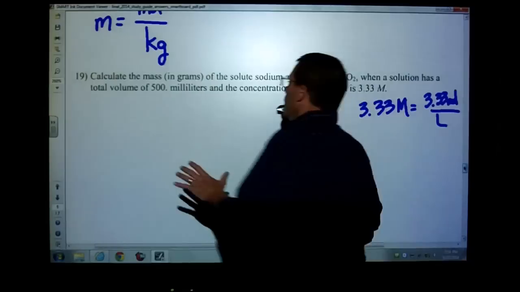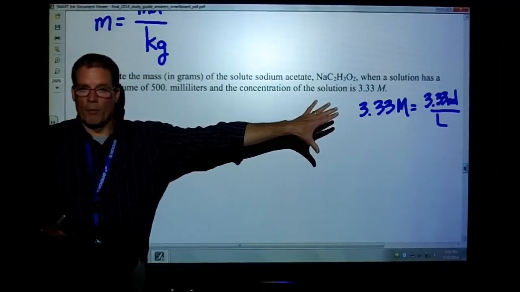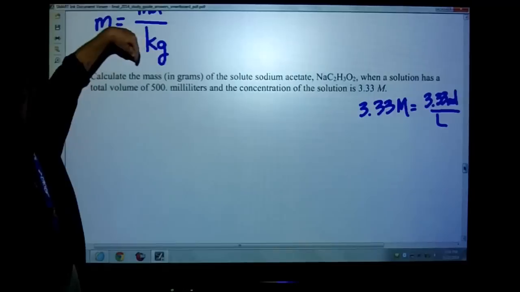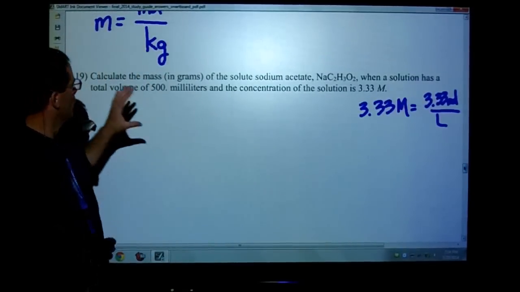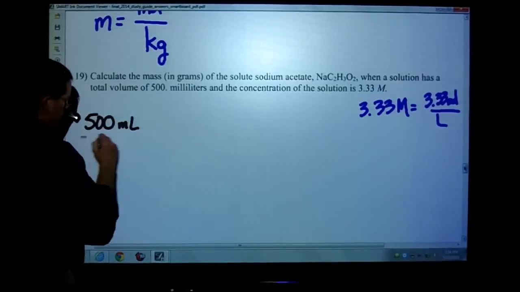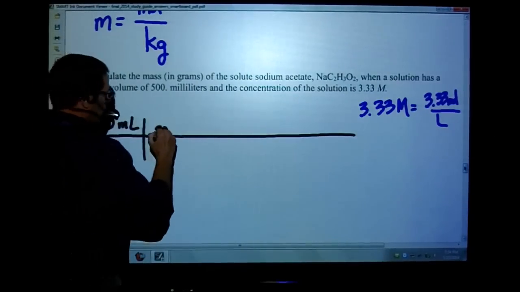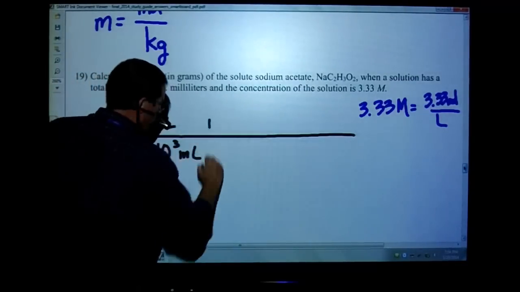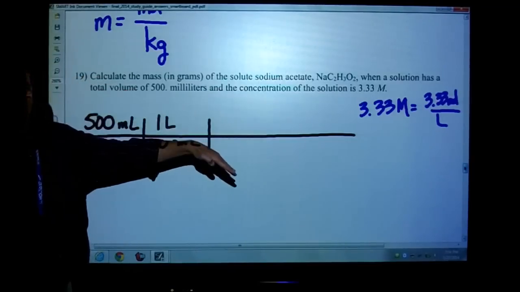Keep that in mind, because what we want to do is get rid of the unit volume here. We're not trying to find molarity. We're trying to get rid of that unit volume so that we can answer the question and find out the mass. So again, if you know the volume and the molarity, always start with the volume. So we have 500 milliliters. And what we want to do is convert the milliliters into liters. So 1 liter is equal to 1,000 milliliters. Okay, so right now we have our liters.